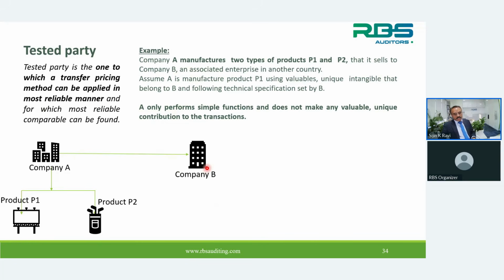So in that case, A is only doing a simple function, just manufacturing, and it does not make any valuable, unique contribution to the transaction. That means in that scenario, for P1 the tested party will be A. Company A will be the tested party.